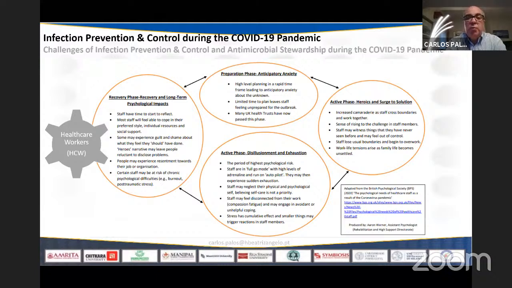So I'm not going to read all this, but this is adapted from the British Psychological Society about the needs of healthcare staff in the coronavirus pandemic. And you can see that in the beginning, we start with anxiety. Then we became heroes, but then we started to be disillusioned and exhausted. And we are always moving between those 4 phases. And then when things went down, we have the recovery phase, but we had long-term psychological impacts. And we are now again on this phase. So we are now exhausted because we are in the second wave of the pandemic.